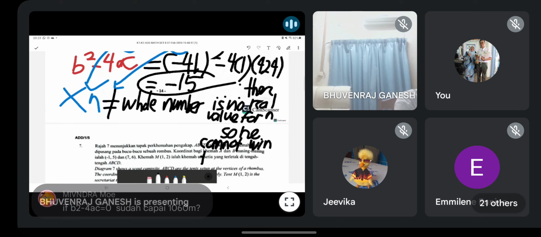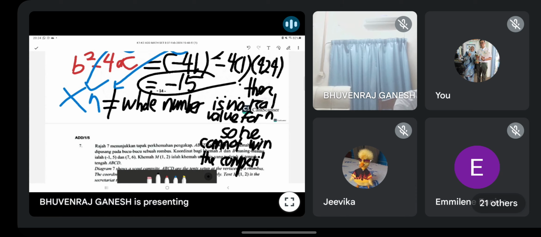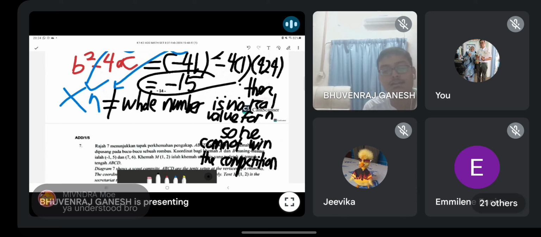So this is the concept over here. If equal to 0, then already can, because you have n value. Okay, you have one n value, which is your root, punca persamaan. If above 0, it means more than, lebih daripada.